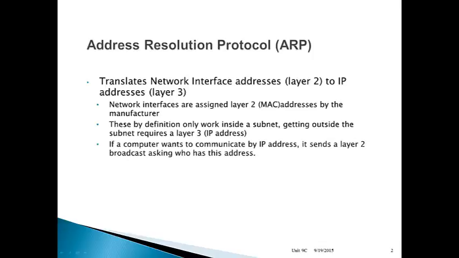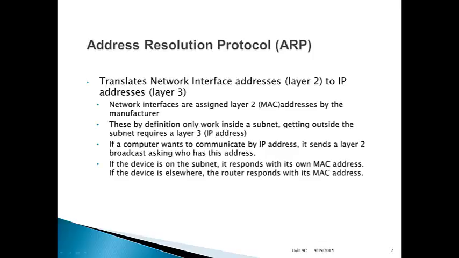If a computer wants to communicate by IP address anywhere, it sends a layer 2 broadcast asking who has the IP address and what is the MAC address I should send the frame to. So it's who has 10.1.1.1. I send that out as a broadcast. I get an answer. If 10.1.1.1 is on the subnet, it will respond with its own MAC address. I've got the MAC address. I requested the IP address.